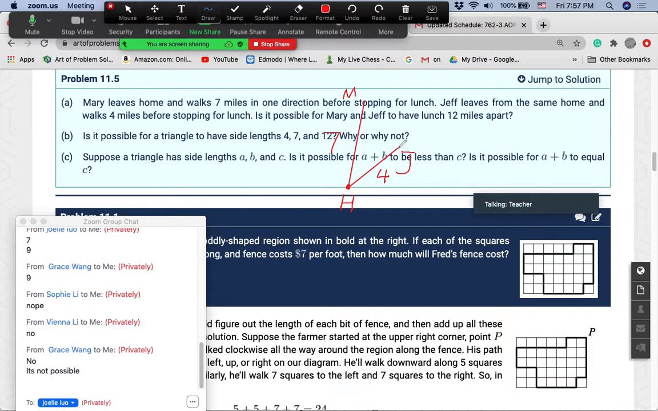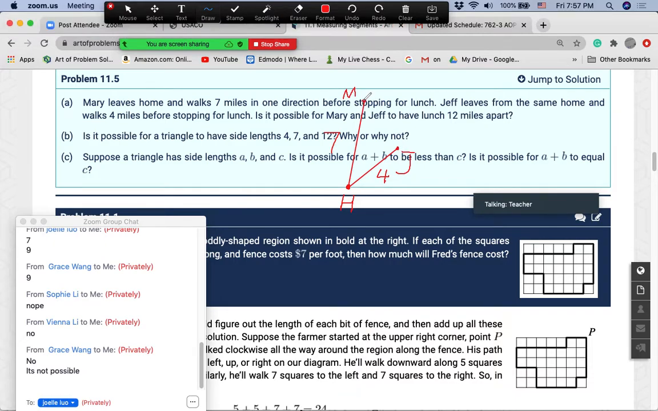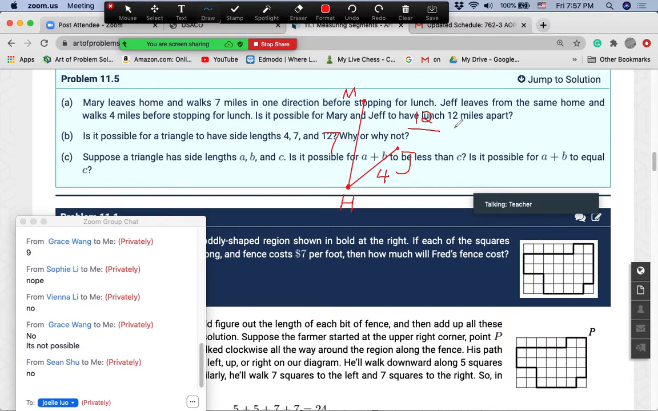Then they ask you the distance between Mary and Jeff. Can this one equal 12? Okay, Vienna also correct. Greece also correct. There's no way, right? Say even they go in totally opposite directions, that will be 7 plus 4. That's 11, right? So how can you get their distance equal to 12?